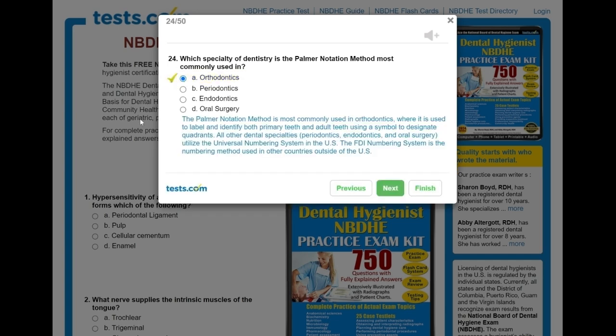A. Orthodontics. The Palmer notation method is most commonly used in orthodontics, where it is used to label and identify both primary teeth and adult teeth, using a symbol to designate quadrants. All other dental specialties, periodontics, endodontics, and oral surgery, utilize the universal numbering system in the U.S. The FDI numbering system is the numbering method used in other countries outside of the U.S.